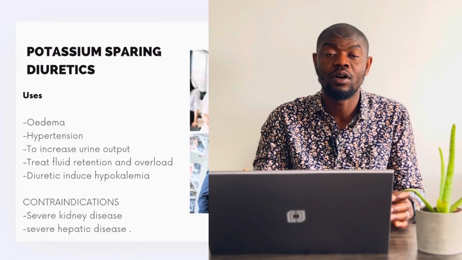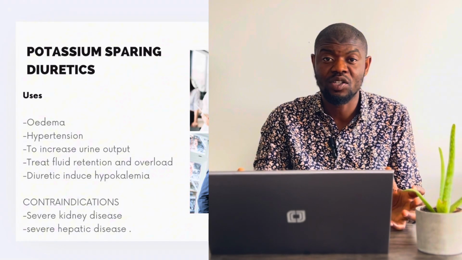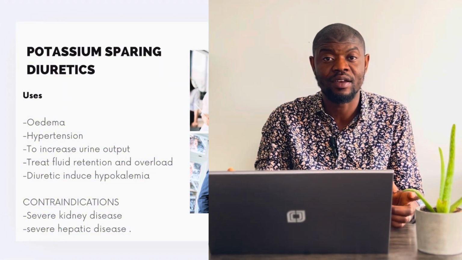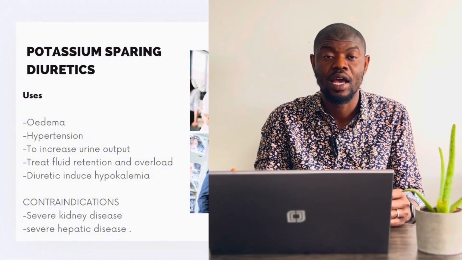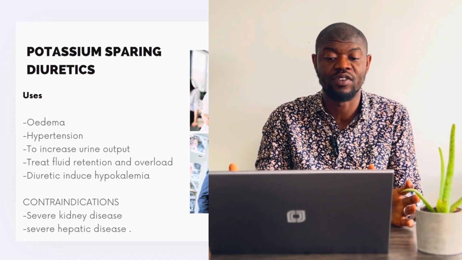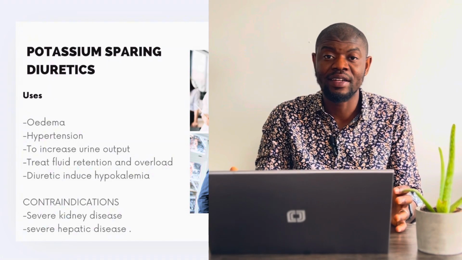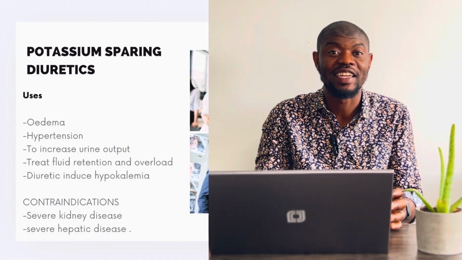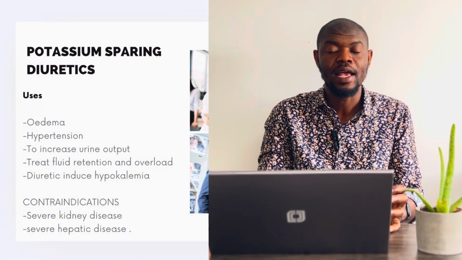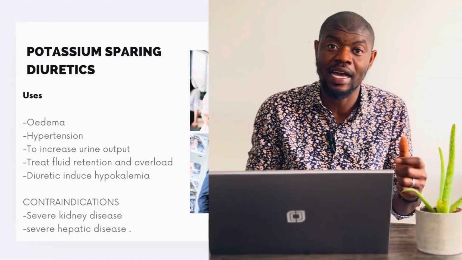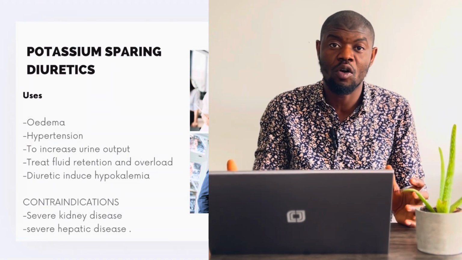Now, in what circumstances do we use potassium sparing diuretics? We've got patients who are edematous, patients who are hypertensive. We also use potassium sparing diuretics to increase your urine output and to treat fluid retention and overload. Potassium sparing diuretics are also used to treat diuretic induced hypokalemia. Now, we know that with other diuretics like the loop and the thiazide diuretics, they excrete more potassium.